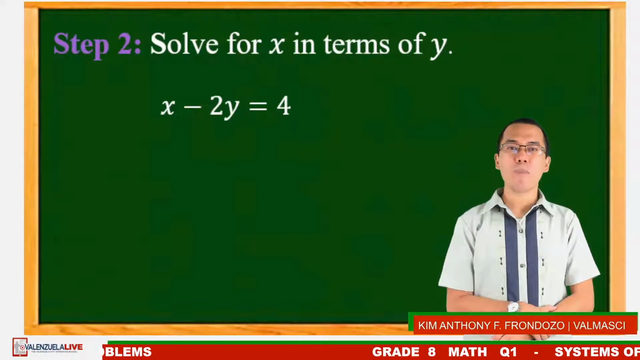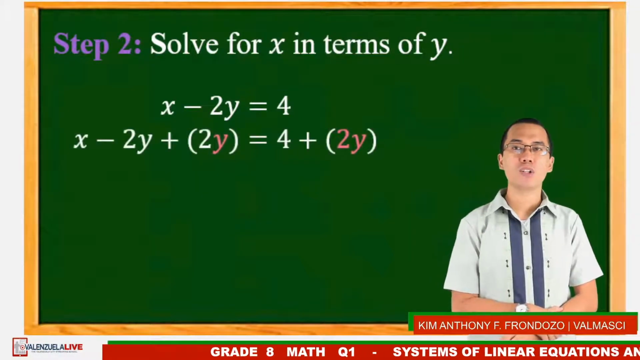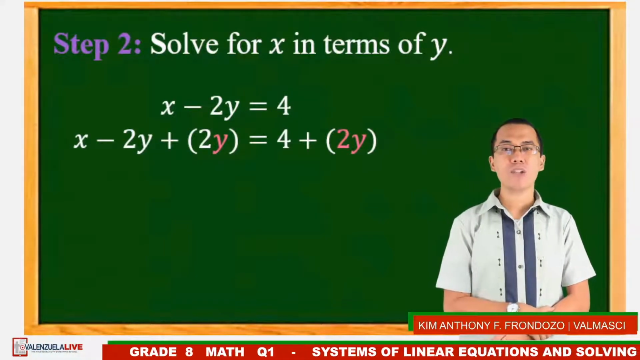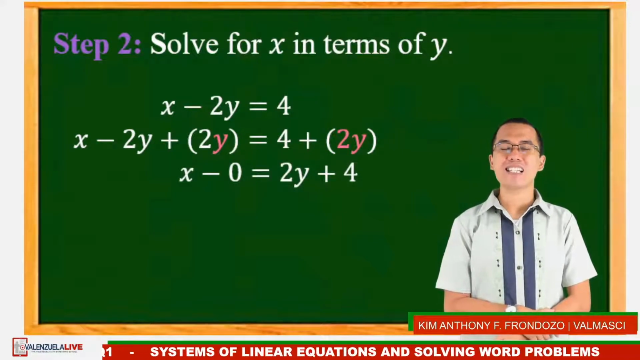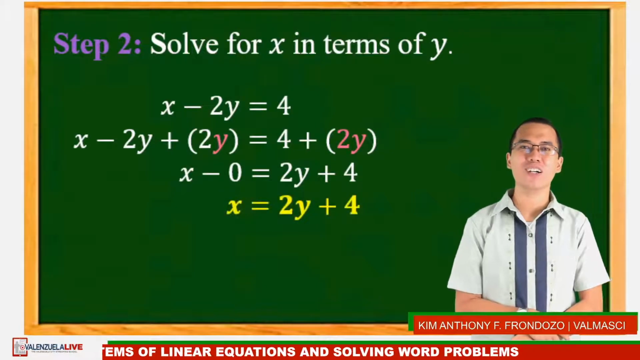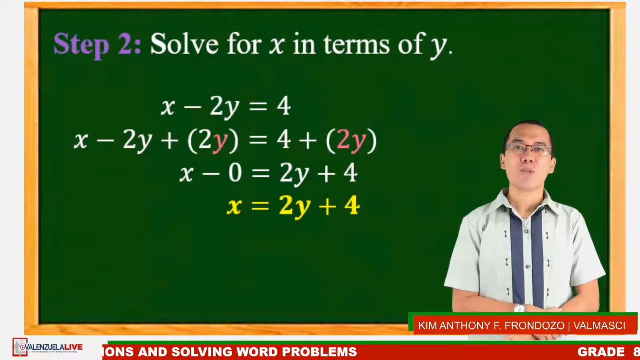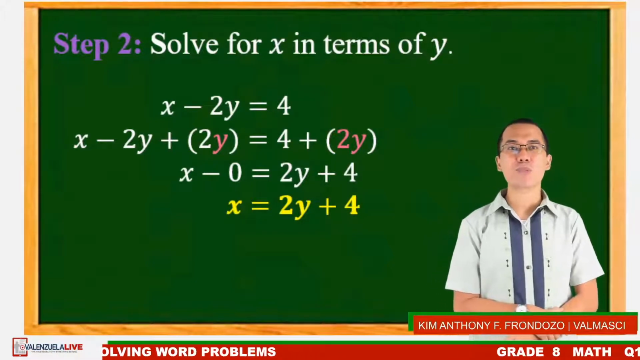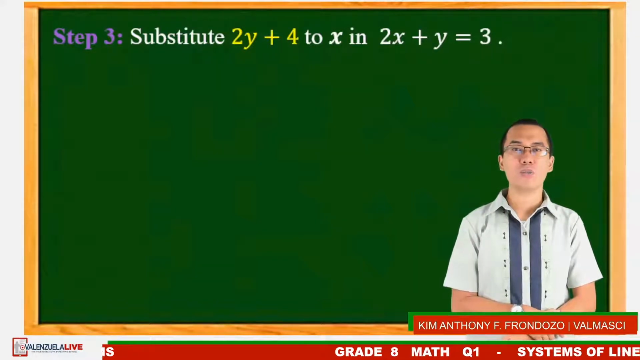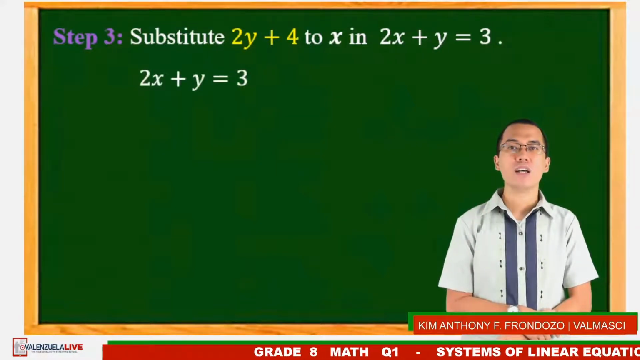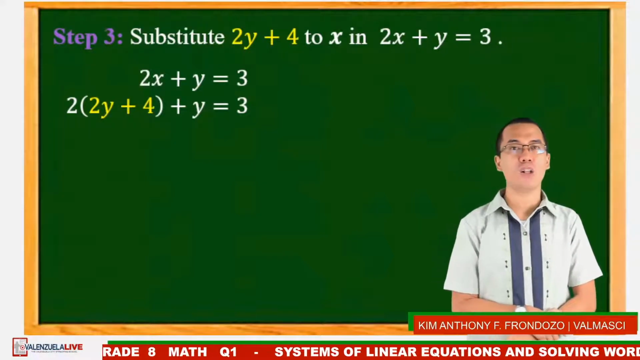So by addition property of equality, we add both sides of the equations by 2y. So we'll have x minus 0 is equal to 2y plus 4. So we'll have x is equal to 2y plus 4. Step 3, substitute 2y plus 4 to x in 2x plus y is equal to 3. So we'll have 2x plus y is equal to 3. So by substitution, we will have 2 multiplied by 2y plus 4 plus y is equal to 3.